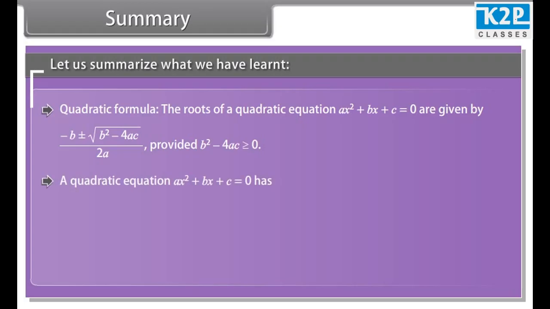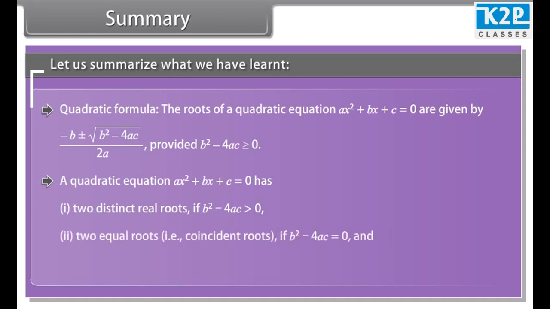A quadratic equation ax² + bx + c = 0 has 1. Two distinct real roots if b² - 4ac is greater than 0. 2. Two equal roots, that is, coincident roots, if b² - 4ac is equal to 0, and 3. No real roots if b² - 4ac is smaller than 0.